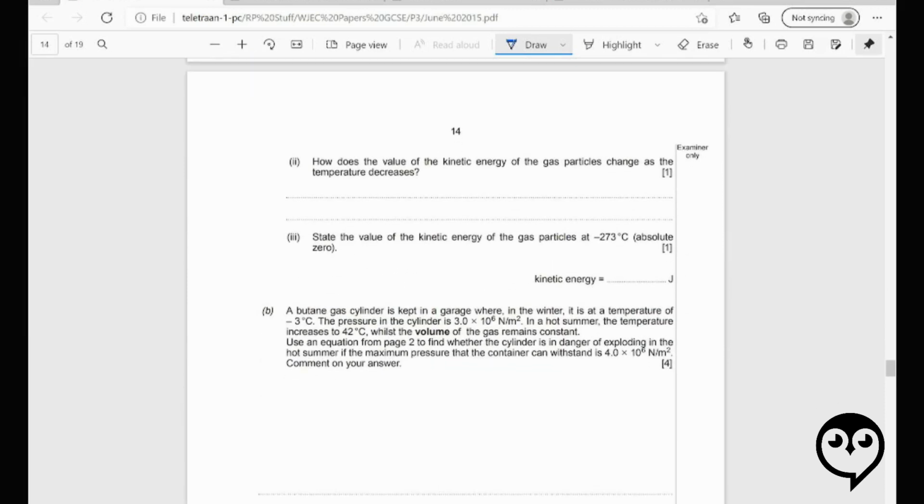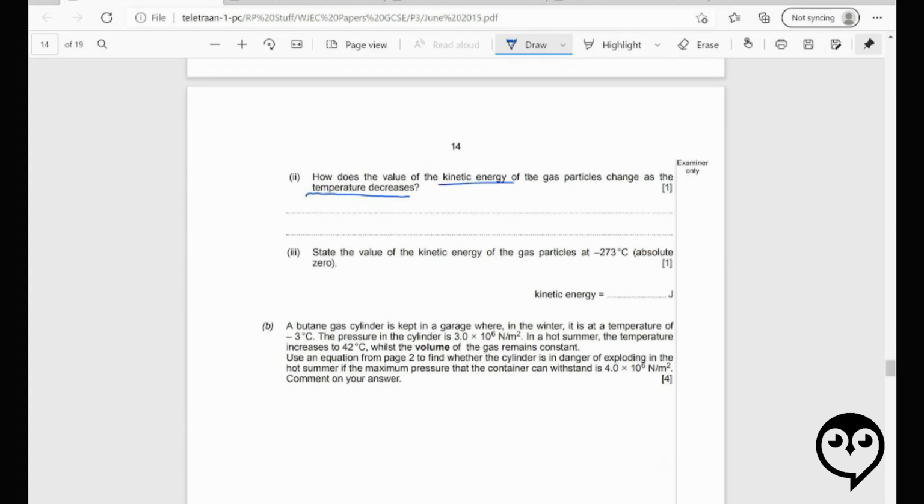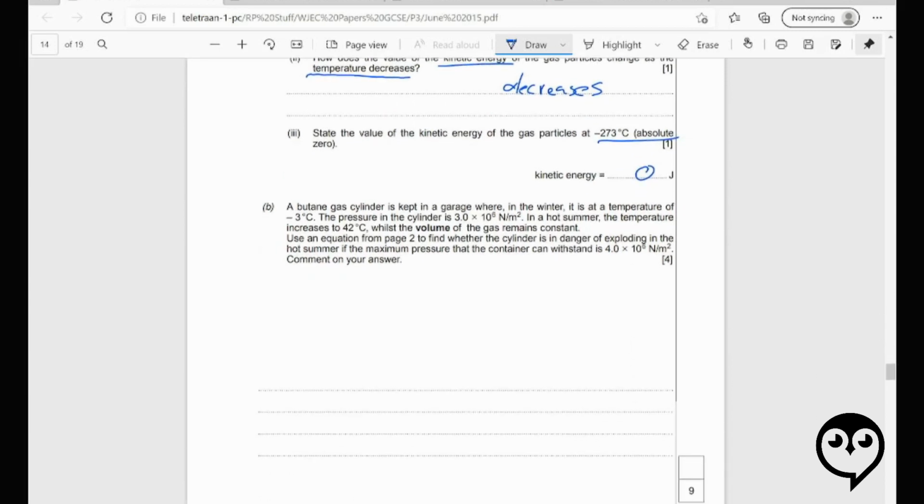How does the value of the kinetic energy of the gas particles change as the temperature decreases? Well, as the temperature decreases, the kinetic energy should also decrease. The average kinetic energy decreases. State the value of kinetic energy. Well, we would imagine at absolute zero to have 0 joules of kinetic energy is what we would expect to see. Okay, and yeah, so what's this, a 4 marker?